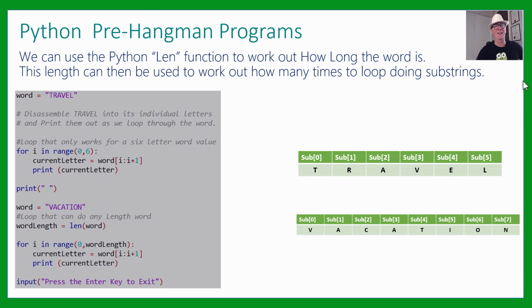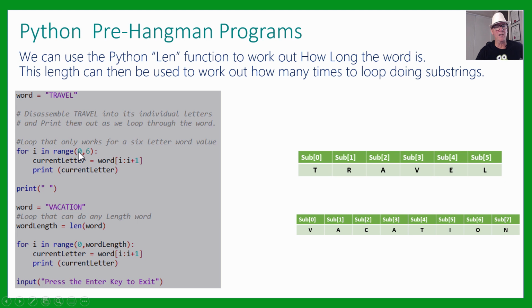So we use the Python length function to work out how long the word is. We've used that on arrays to work out how many items are in an array. We can use that on words to work out how many characters there are in that particular string or word. So we know this one is 1, 2, 3, 4, 5, 6. That's its length. Here we've hard-coded the length, so this would only work for a 6-letter word like travel.